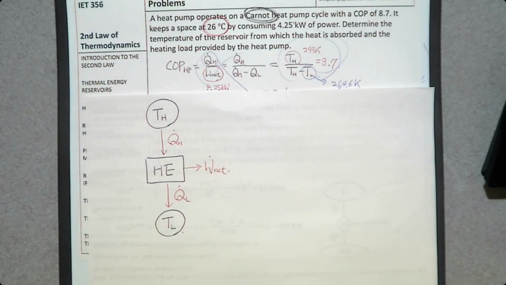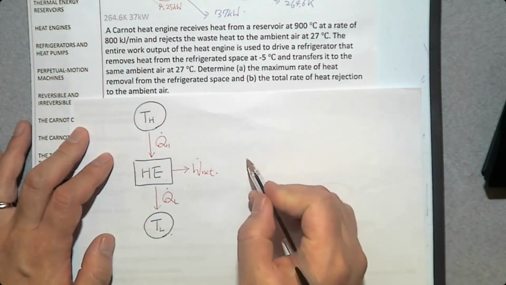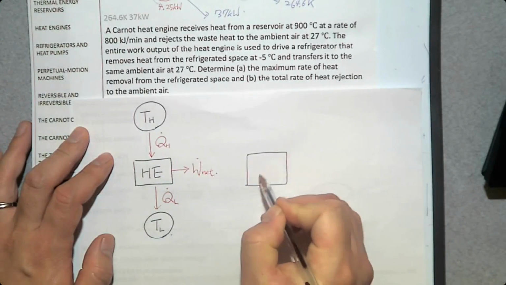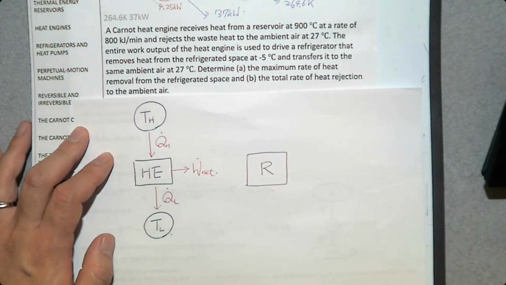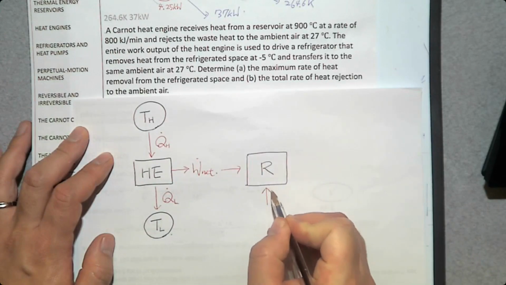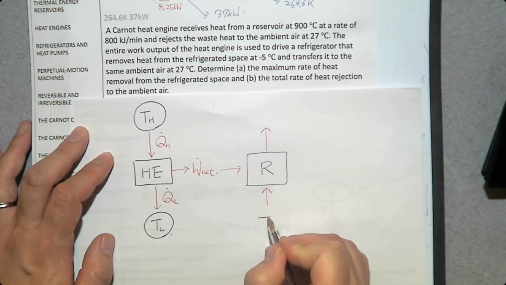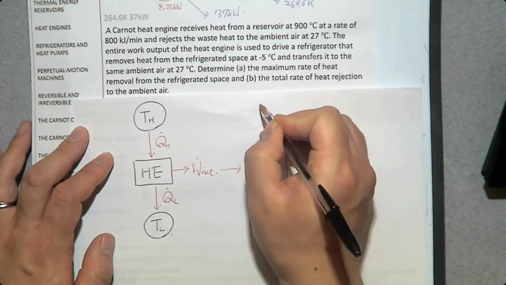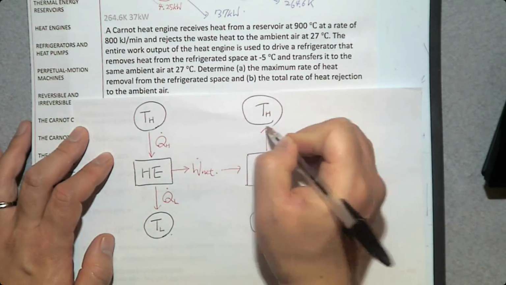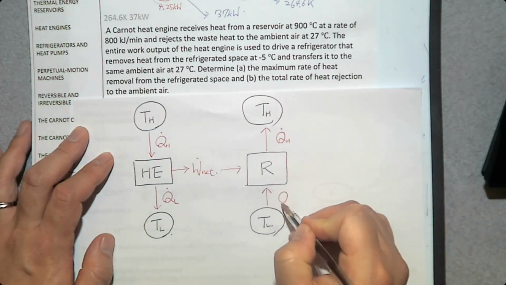This power is going to be used to run a refrigerator. So the refrigerator is going to receive this power and transfer heat from low temperature, releasing that heat to high temperature. So there's a TL and there's a TH, at the rates of Q dot L and Q dot H.